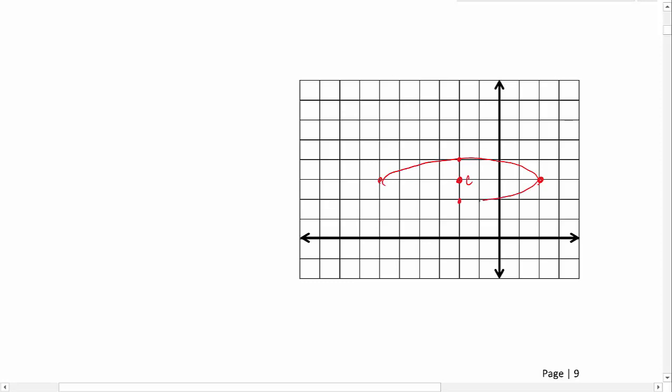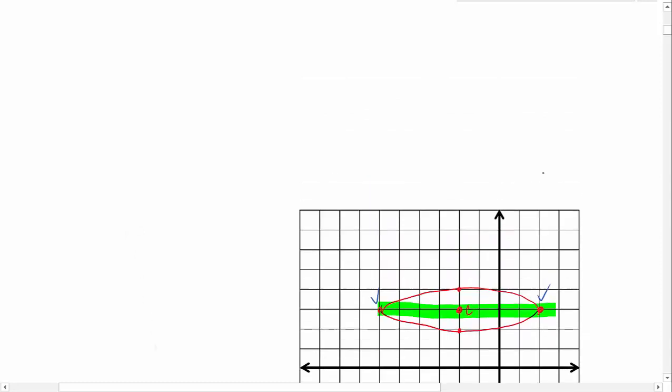Let's do the best job you can. I'm not going to be super fussy about it. Okay, great. Our vertices are the endpoints along our major axis, and our major axis is the long way. So we have our two vertices here on the end.